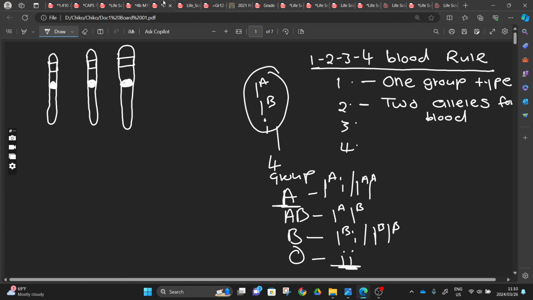So let's go back to our blood rules. Two alleles for blood. And number 3, we are saying 3 alleles control the blood group.